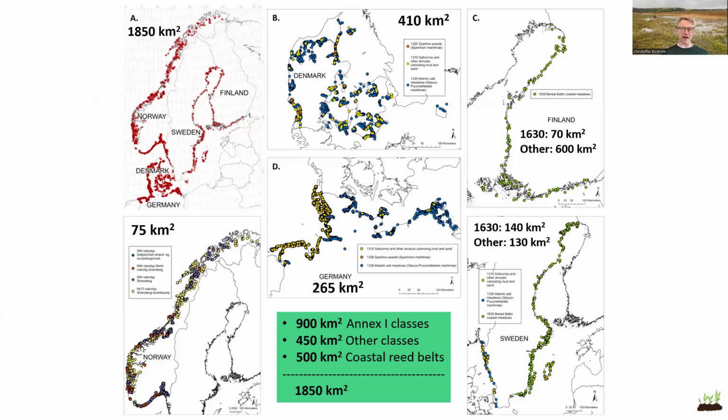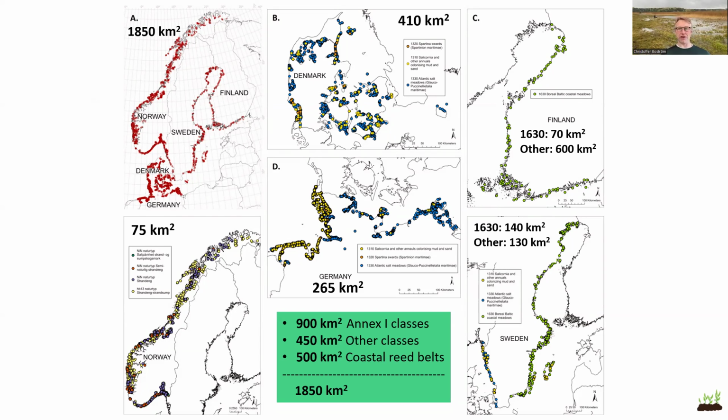So how much is there of this habitat? A little bit less than 2,000 square kilometers. This is no easy task to compile. Anu has done an excellent work here, hours in GIS and looking into databases, looking into classes and so forth. The countries differ in a little bit in different ways.